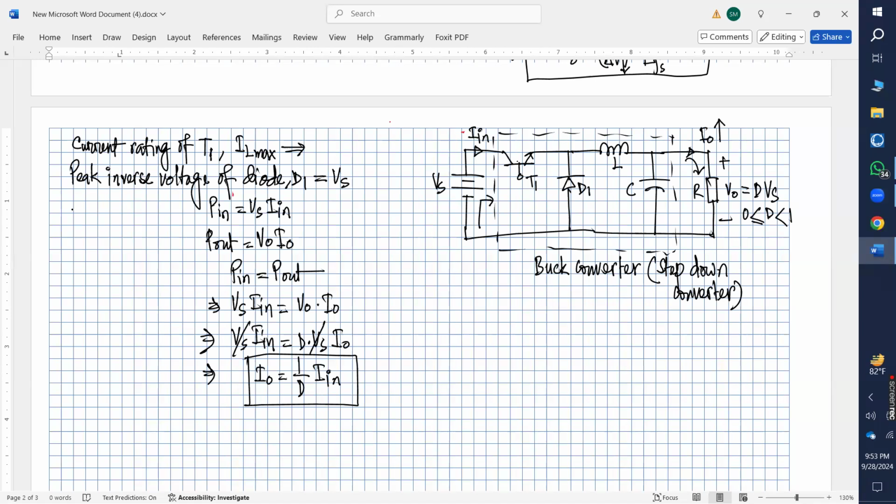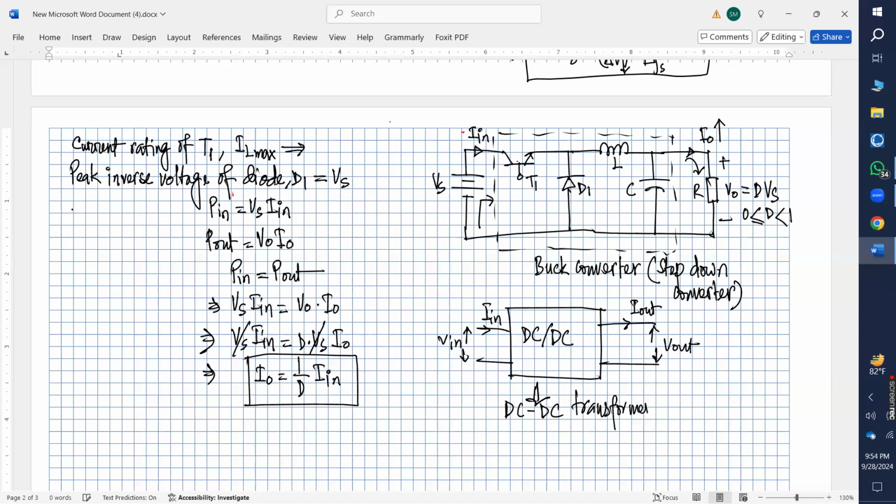Yes, sir. So that's why this DC to DC converter, the buck converter or boost converter, with V in and I in, and similarly V out and I out, is also known as a DC to DC transformer, because it does the exact same thing as a transformer does for AC voltage and AC current. You got my point, right?